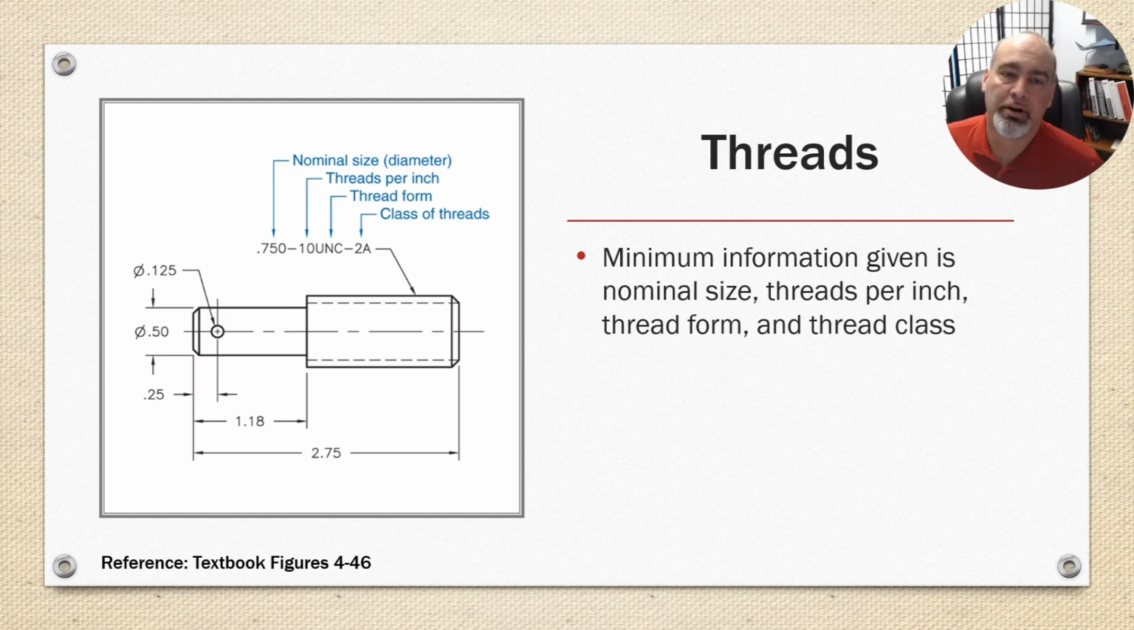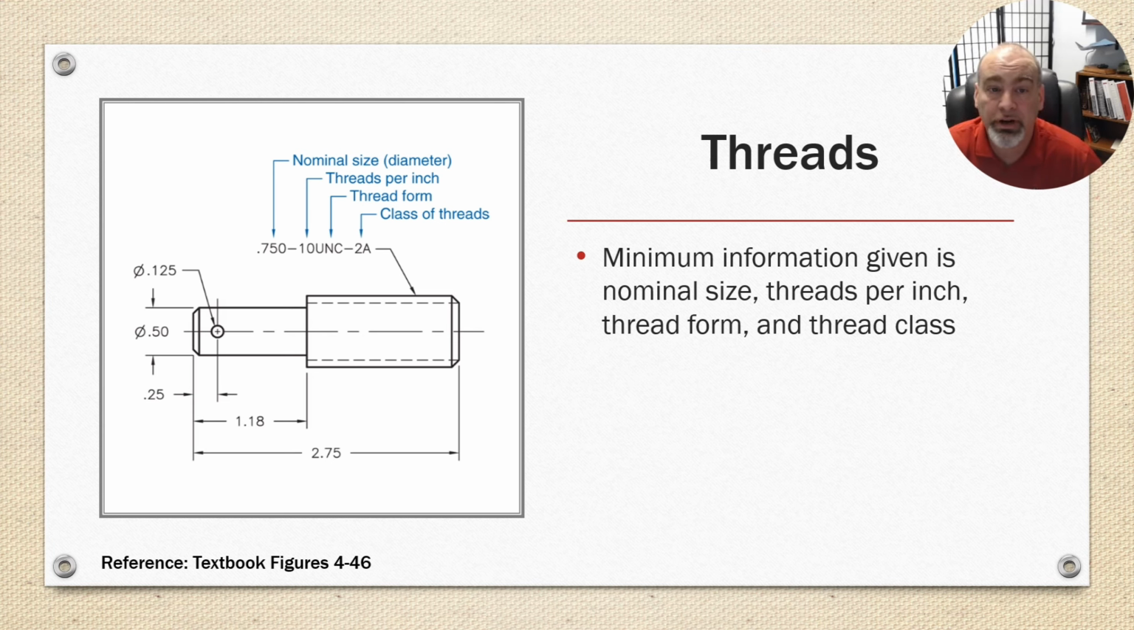Now, I want to note that the examples in the book show decimal inch with their callouts for threads. That is a military convention. It is not used for commercial convention unless it's military application.